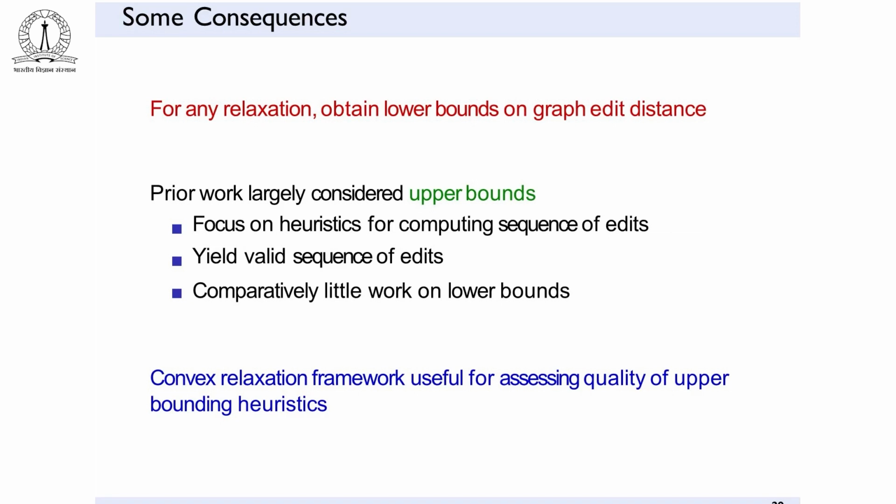So they focus on getting some sequence of edits to go from one graph to the other graph. And there's essentially little to no work on the lower bound problem. You at least need so many edits to go from one graph to the other graph. So this is a situation where you do care about the quality of the lower bound, but the fact that you have a lower bound is already interesting. And so you could use this convex framework to look at the quality of any upper bounding heuristic. An upper bounding technique might give you some number. You can use this convex method to get a lower bound and see how well that upper bound actually did.